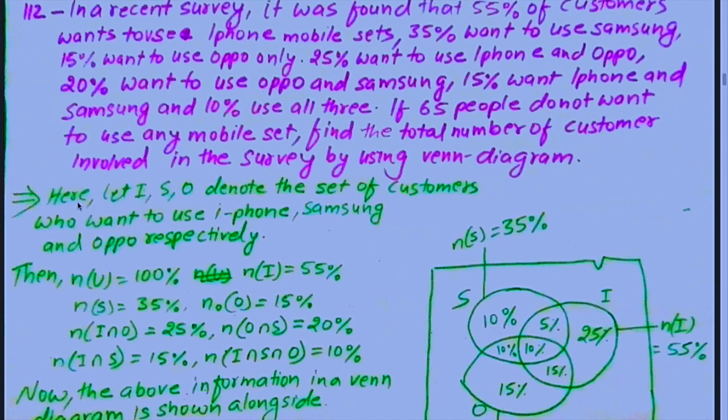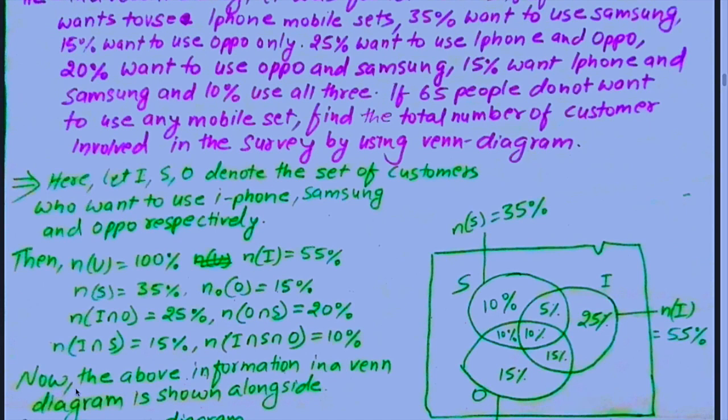Solution. Let I, S, O denote the sets of customers who want to use iPhone, Samsung and Oppo respectively. Then n(U) equals 100%, n(I) equals 55%, n(S) equals 35%, n(O) equals 15%, n(I intersection O) equals 25%, n(O intersection S) equals 20%, n(I intersection S) equals 15%, and n(I intersection S intersection O) equals 10%. Now the above information in a Venn diagram is shown alongside.